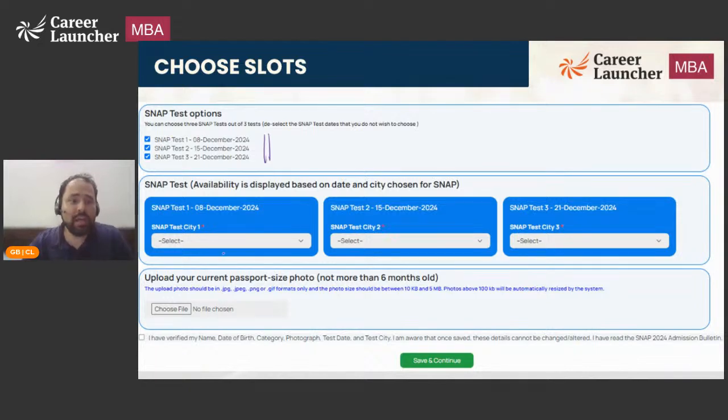Keep that in mind. Then for each of these you can select a city. The moment you select a city, it will show slot available, fast filling, not available. So just have a look at it.